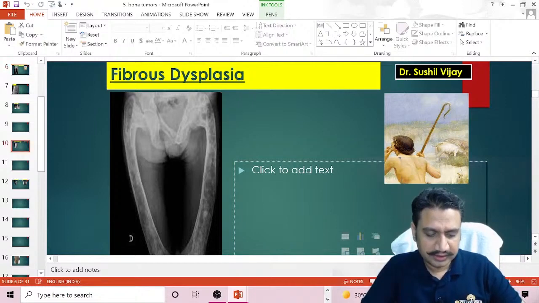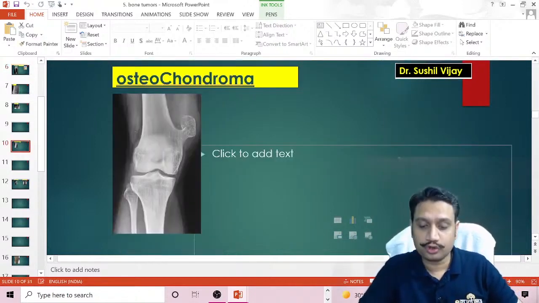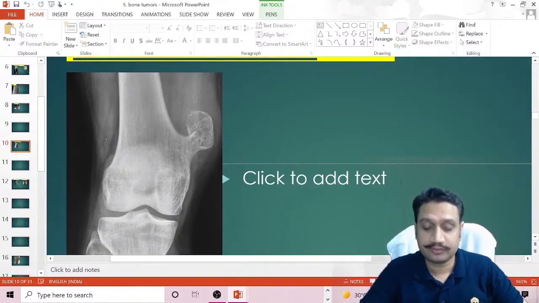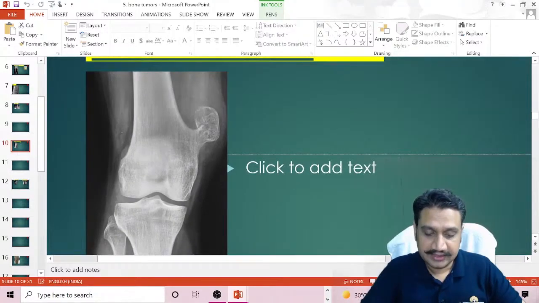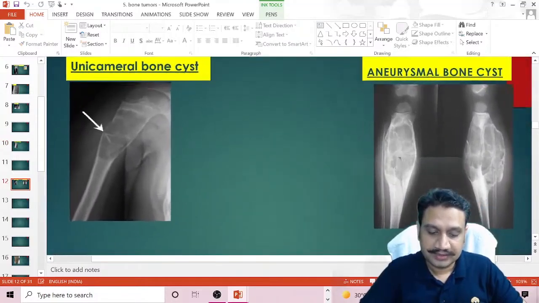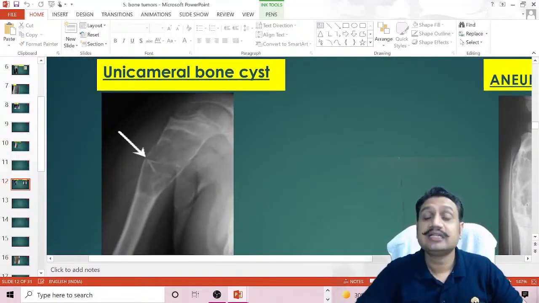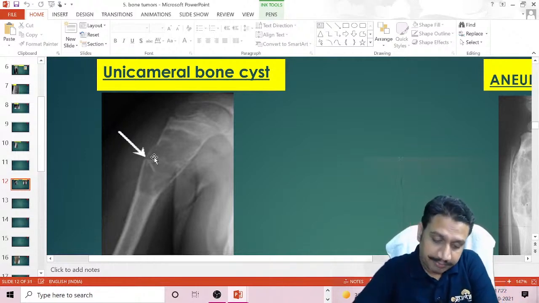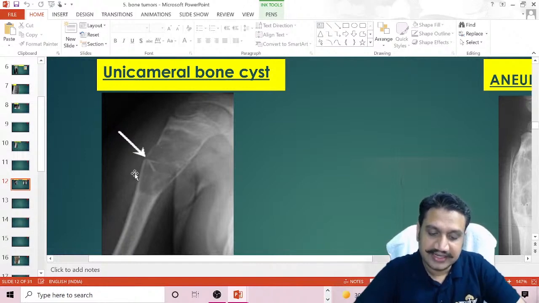Second, I told you about the UBC and the ABC, this osteochondroma. So osteochondroma will be like this, a polyp-like growth which is going away from the bone, right? Then when you talk about these two bones, this is what you call the UBC, the fallen fragment sign. What is the meaning of that fallen fragment sign? See this piece of bone inside the cavity, all of you can appreciate that? The piece of bone inside the cavity, that's what you call the unicameral bone cyst.